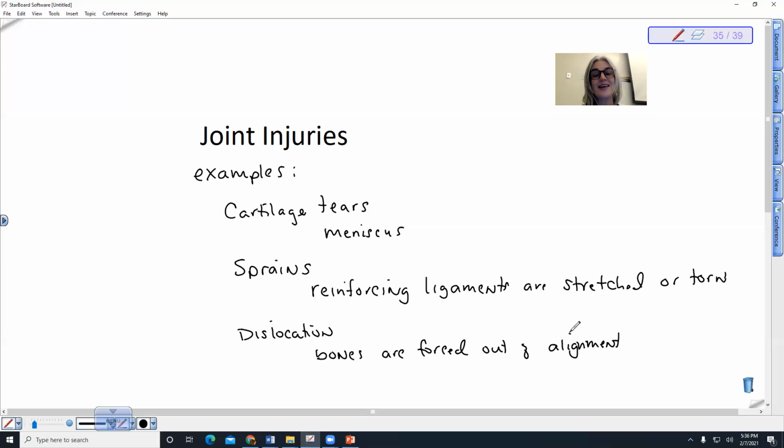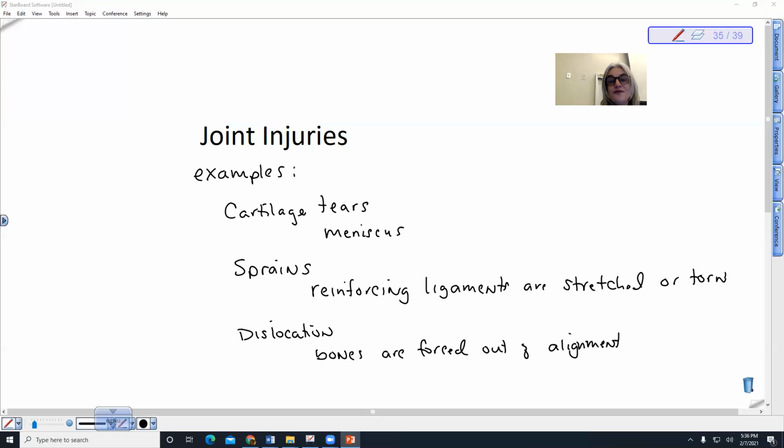And when you dislocate it, oftentimes you're stretching or possibly tearing those ligaments. And so dislocation can cause other problems in the future for joint stability. So those are the examples of joint injuries, and we'll look at some images of those in our live class.